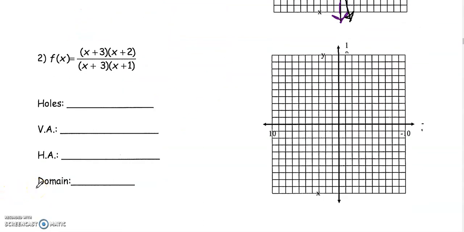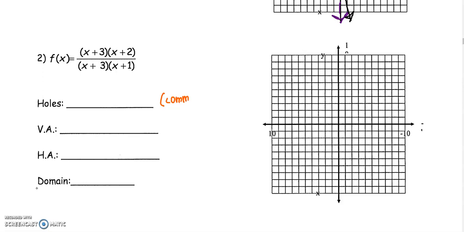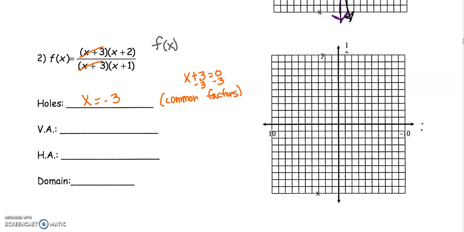All right, so let's take a look at this next one. Holes, remember, are what they have in common. So common factors, and we do have one right here. We're going to set that equal to 0, and then x is going to equal negative 3. That's a hole. So these cancel each other out, and we're left with f of x equals x plus 2 over x plus 1.